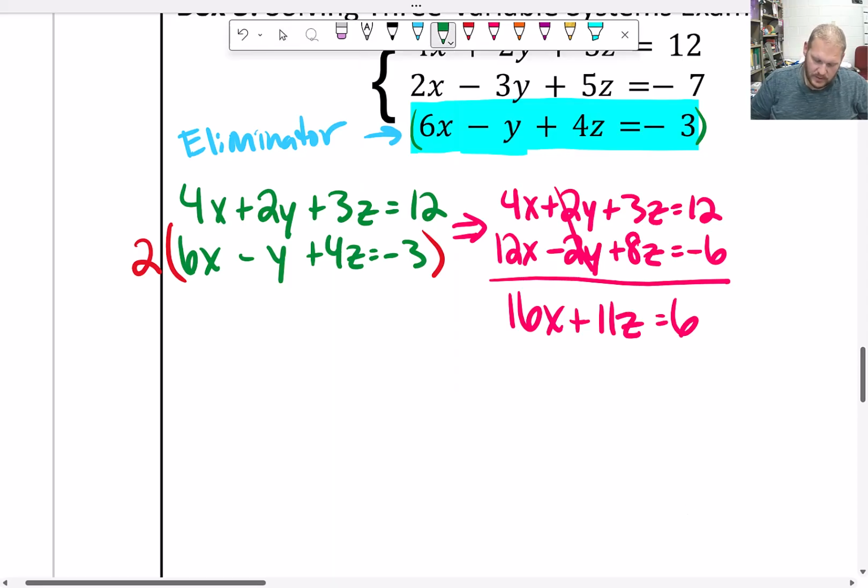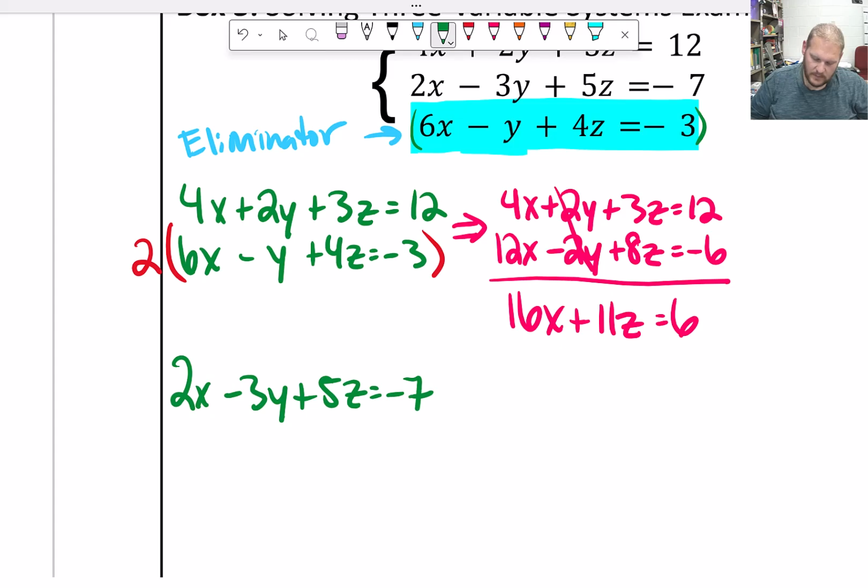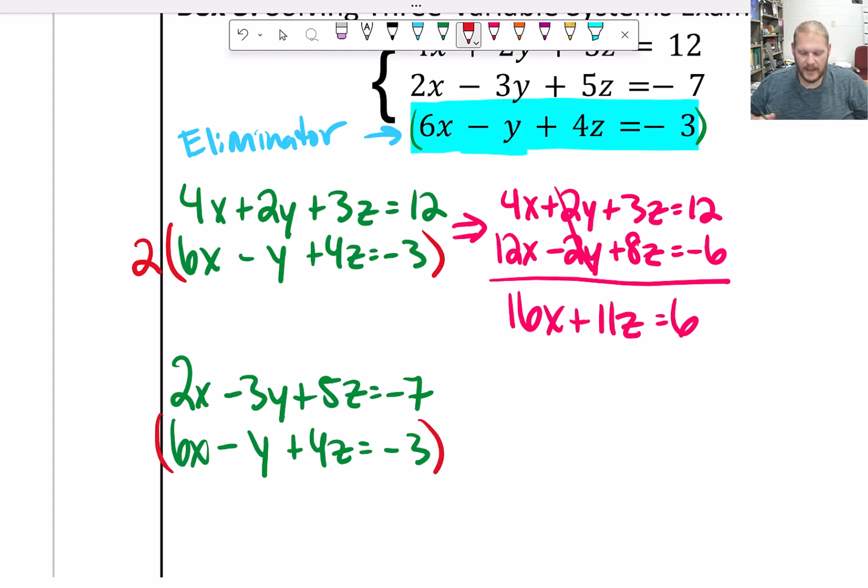So we've got 2x minus 3y plus 5z equals negative 7. My original bottom one was still 6x minus y plus 4z equals negative 3. And so in this one, to get my coefficients to be the same, one positive, one negative, I have to multiply my bottom equation by a negative 3, right? Because I need my signs to be opposite. And since my top one has a negative 3, I want my bottom y coefficient to be a positive 3.